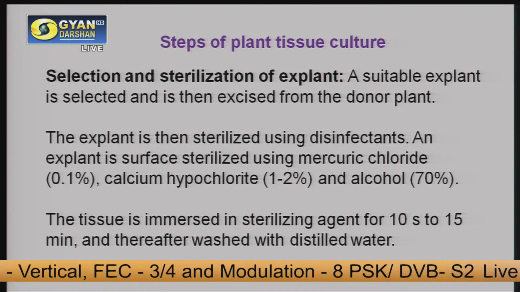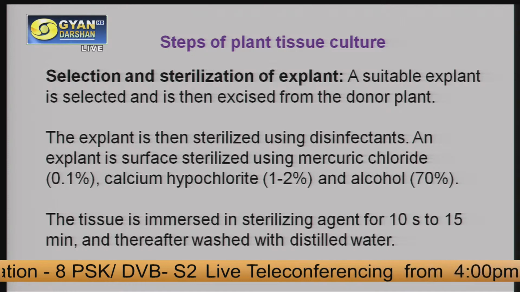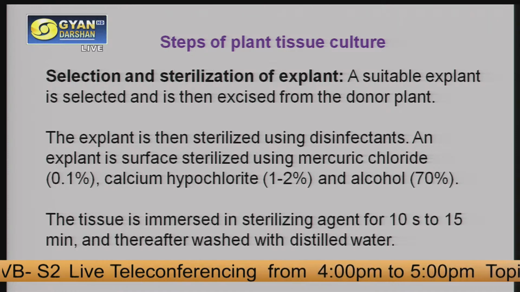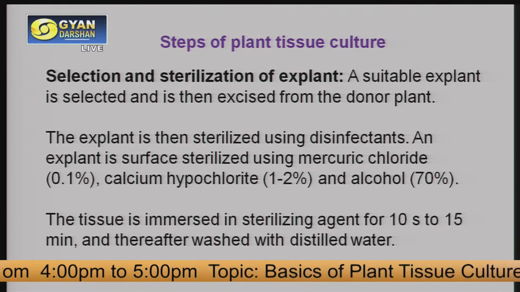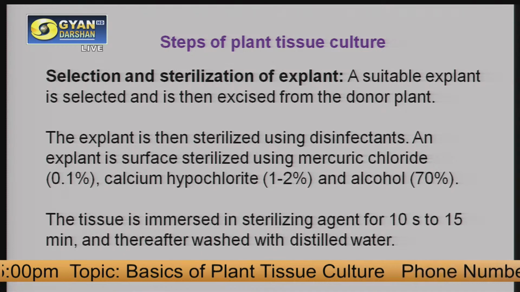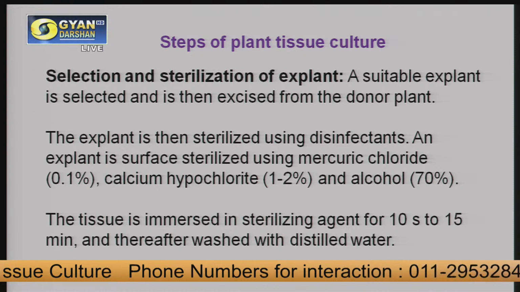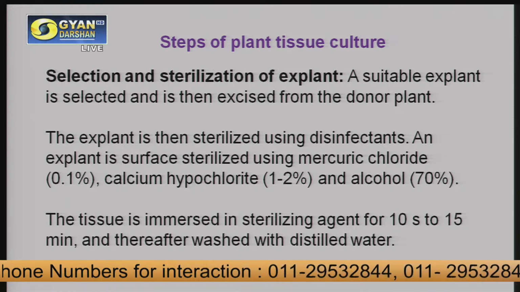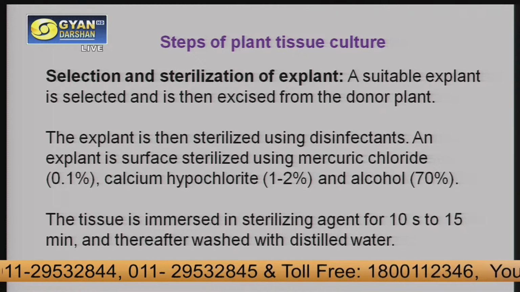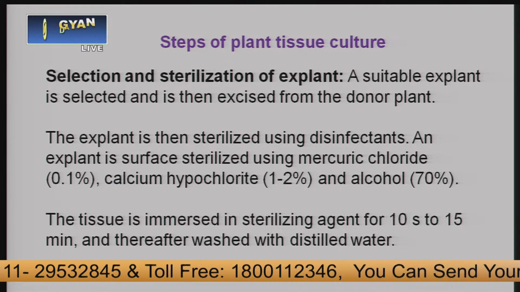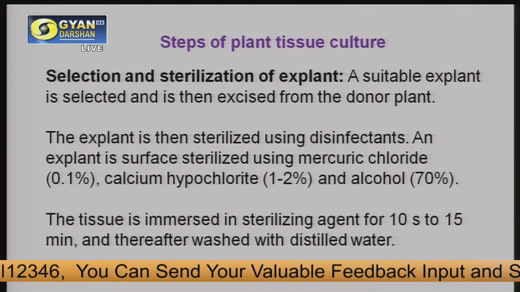The most common of which is mercury chloride. Normally we use 0.1% mercury chloride, or you can use any hypochlorite solution, calcium hypochlorite. You can even use alcohol, that is 70% alcohol. So these are some of the sterilizing agents, and people use different such agents. There is no hard and fast rule. Depending on the amount of contamination and the purpose of your work, you can use any of such sterilizing agents.